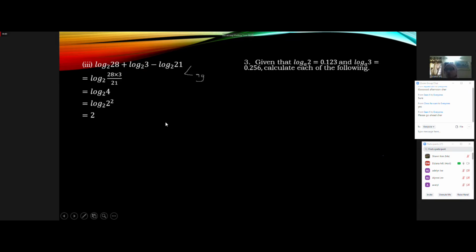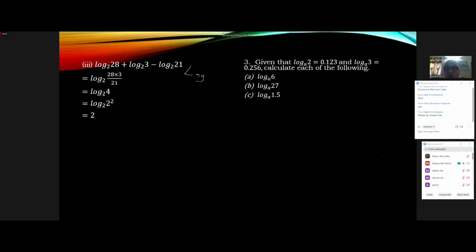Okay, this type of question. Still log? Okay, you are given with log a2 equals to 0.123 and log a3 equals to 0.256. You have to use the ones given in the question to calculate log a6 and log a27. I hope you still remember how to do this, and log a1.5.